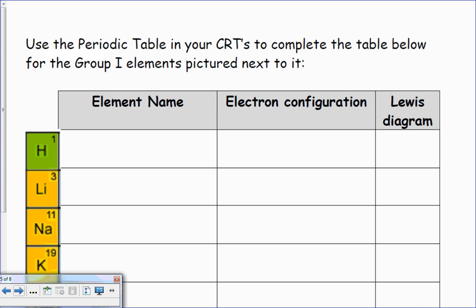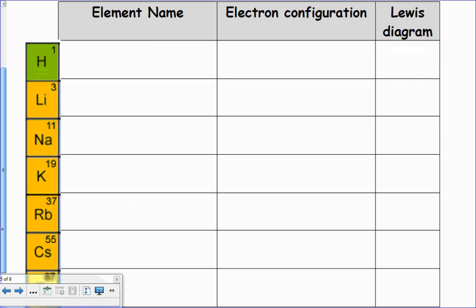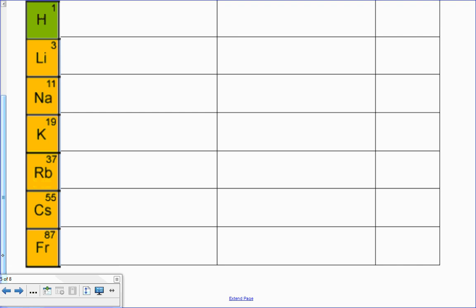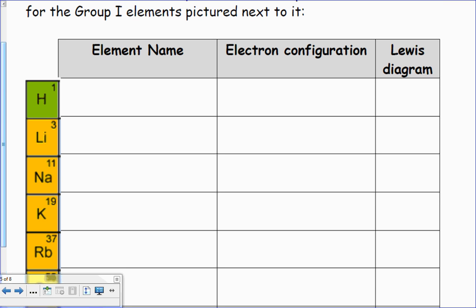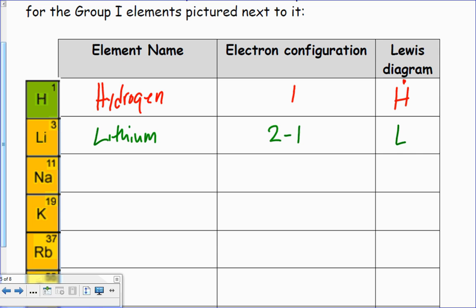We're going to use a periodic table to complete the table below for the group 1 elements and look for patterns. So instead of going across, we're going to be going up and down. Hydrogen, lithium, sodium, potassium, rubidium, cesium, and francium. We're going to start here with hydrogen. The electron configuration for hydrogen is just 1, and therefore its Lewis dot diagram is H with 1 dot. Lithium is in period 2, row 2. Its electron configuration is 2-1, meaning it has 2 shells of electrons, 2 electrons on the inner shell, 1 on the outer shell. Its diagram is Li with a single dot.